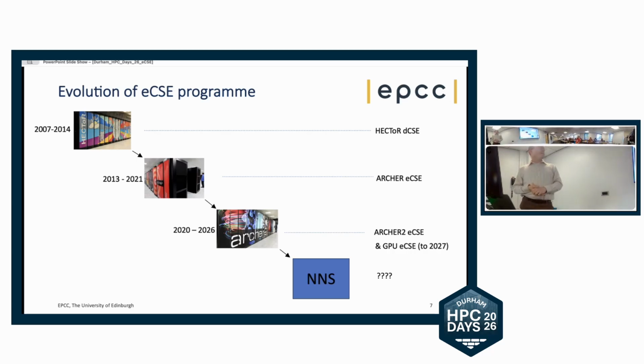At the moment we're coming towards the end of the Archer 2 service, and we still have some ECSE projects running that run till the end of the service. And then about a couple of years ago, we also had these GPU ECSE calls, which I'll explain a bit more about in a minute. They were specifically to fund codes working with GPUs, and they run up until March 2027. So although we don't have any open calls at the moment, projects are still very much ongoing.